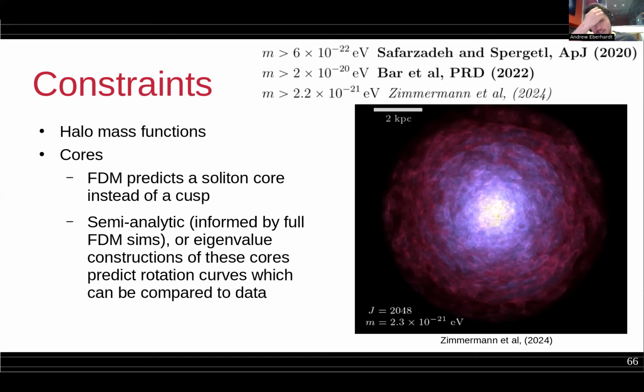So this is largely studied, informed by the results of these nonlinear simulations and using these semi-analytic descriptions of these cores, and to compare with observations of the velocity profiles of actual galaxies. What we can also do is not just use the semi-analytic approximation, but you can actually also sum up these eigenvalues to create these halos, right? Using this eigenvalue method, that's something that was done quite recently, and then using these constructed halos to rule out dark matter now, instead of just using the scaling relations derived in the earlier.